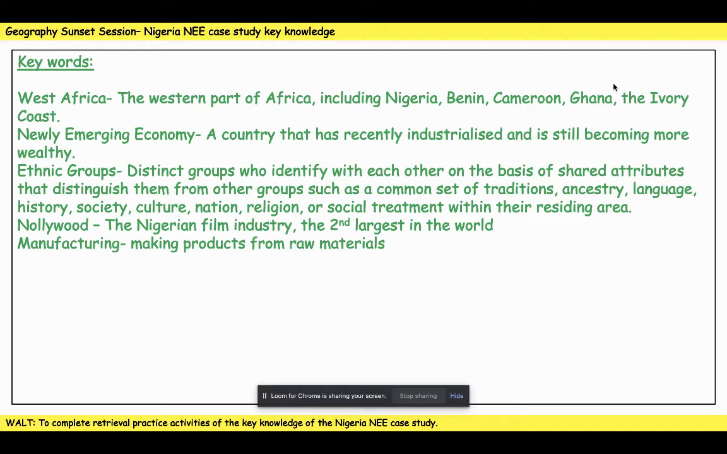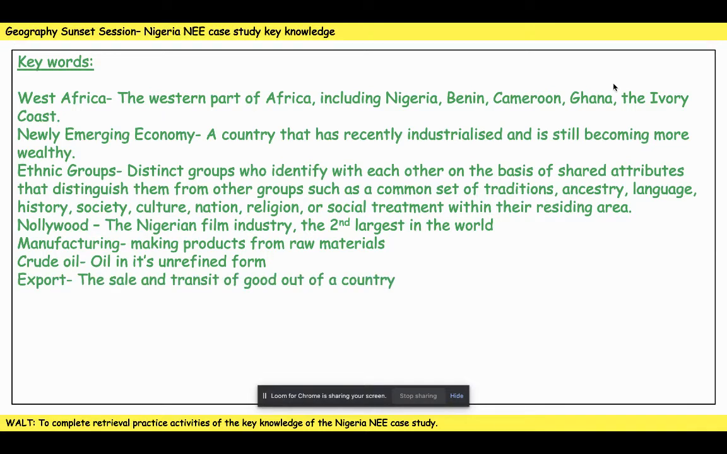Manufacturing is all about making products from raw materials, and that's something that is starting to develop in Nigeria quite rapidly. So Volkswagen in Lagos, and their manufacturing plant is our example. Crude oil. So crude oil is oil in its unrefined form. So crude oil as you take it out of the ground. And remember, crude oil in Nigeria is nicknamed sweet oil because it is so good.